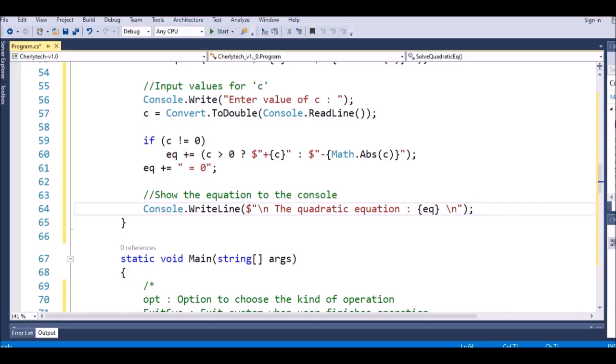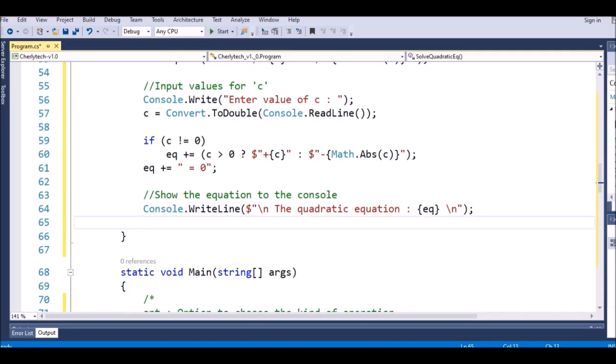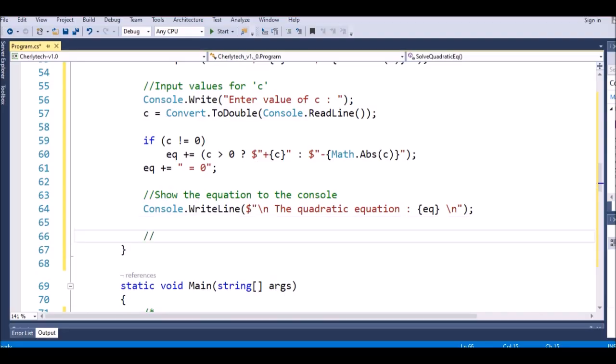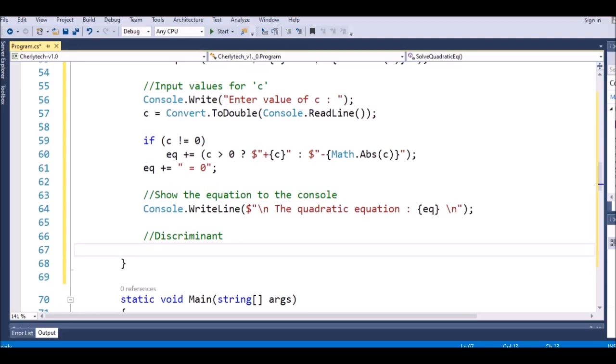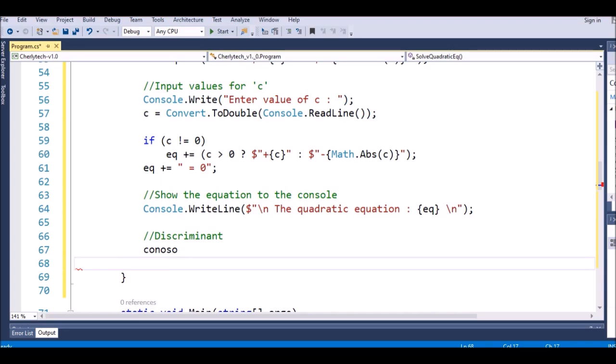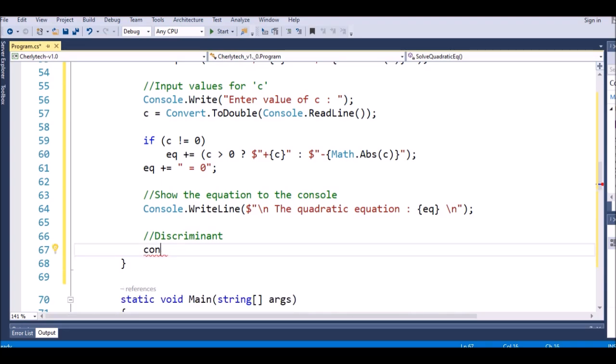So to do that, we will calculate the discriminant. So I just say this, discriminant. So you have to show that console dot write this one.